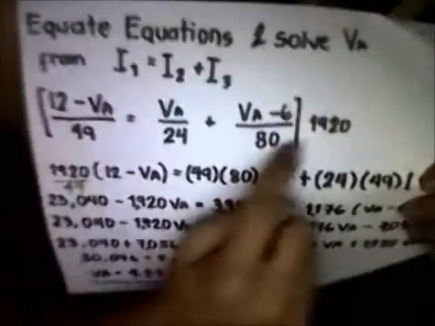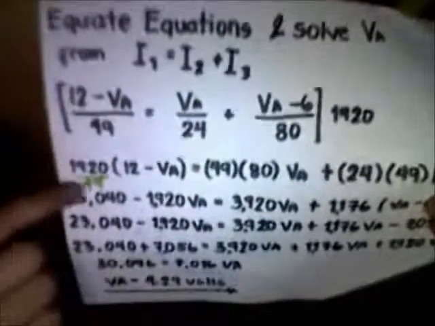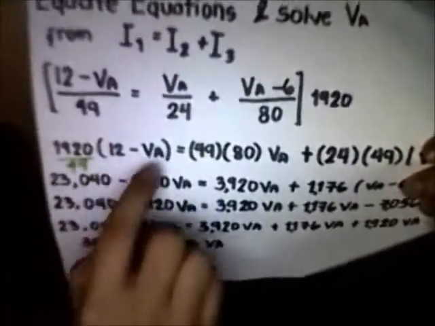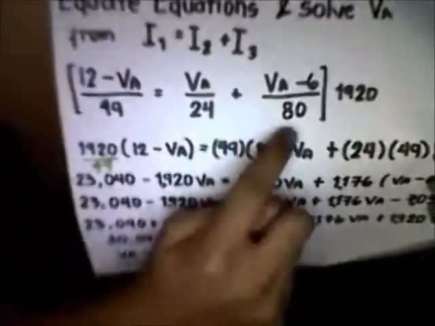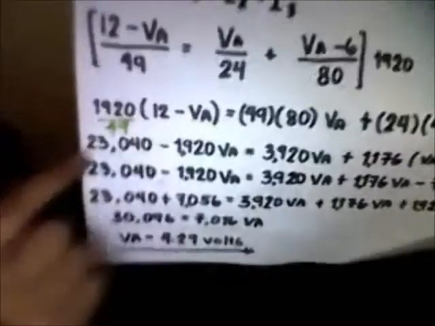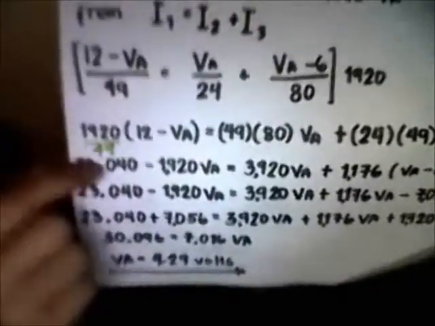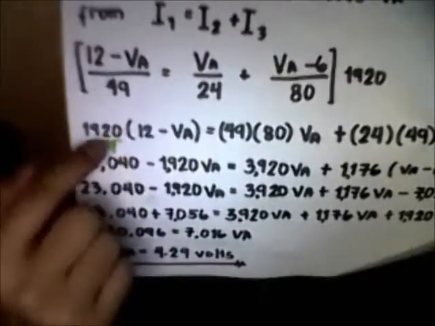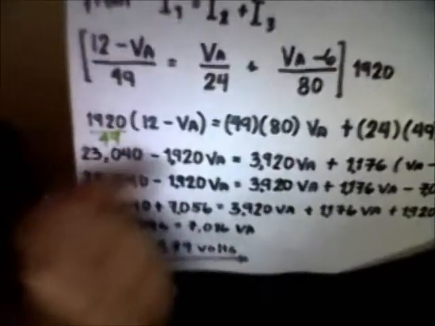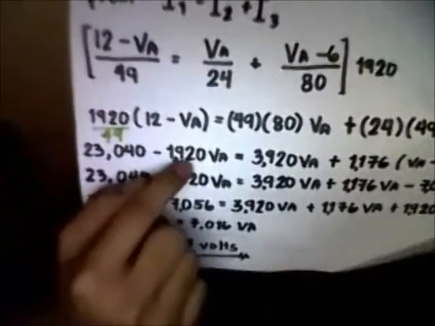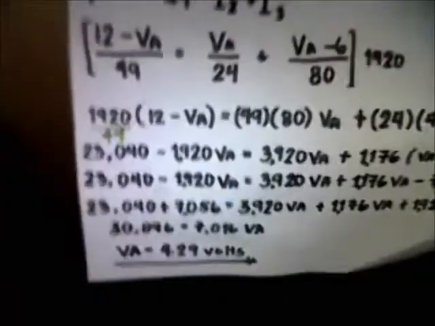And next, 1920 divided by 49. So the remaining factor would be 24 times 80 times the quantity of 12 minus VA. So 80 times 24 times 12 is equal to 23,040. And then substitute the value 1920 over 49. Sorry, I made a mistake there.